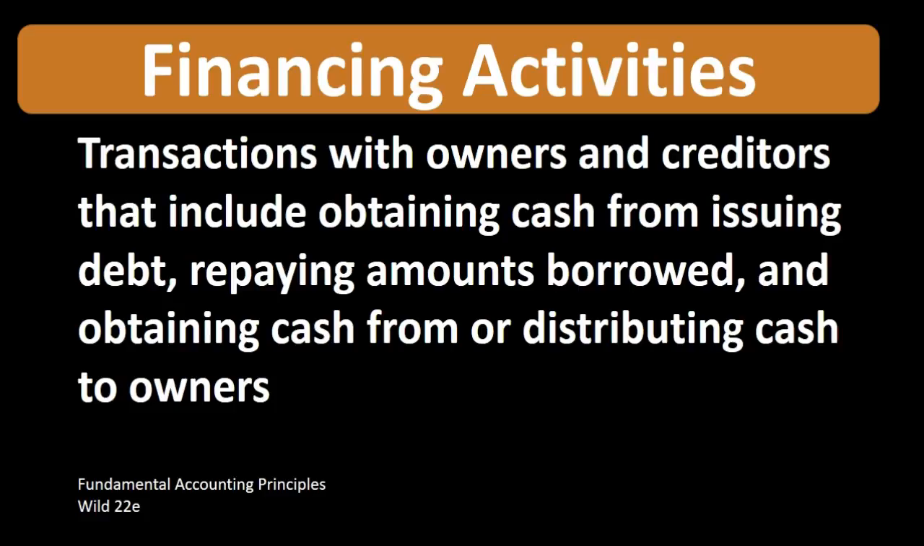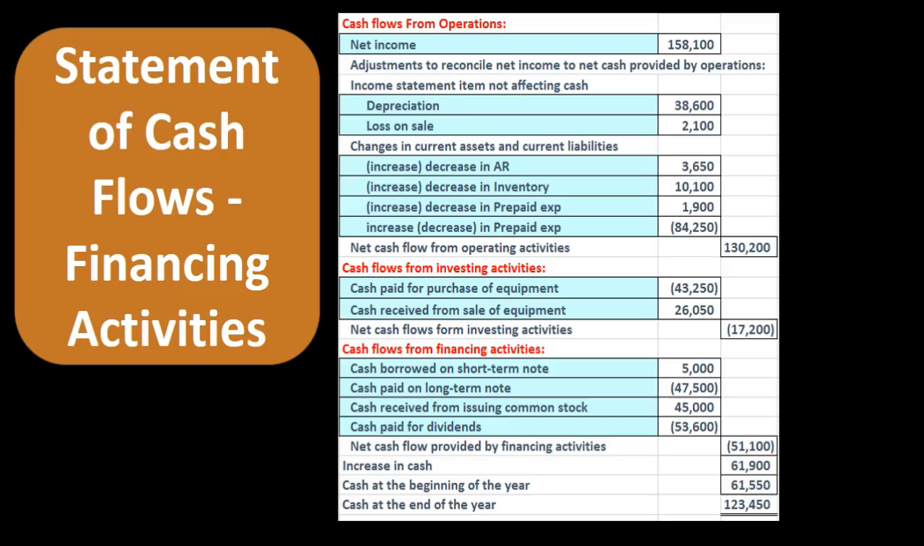We're considering financing activities in this case in the context of a statement of cash flows. A statement of cash flows has three parts: cash flows from operating activities, cash flows from investing activities, and cash flows from financing activities. This is an example of a worksheet of a statement of cash flows. We are focusing here on the cash flows from financing activities.